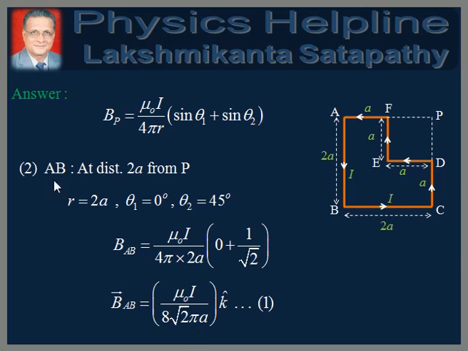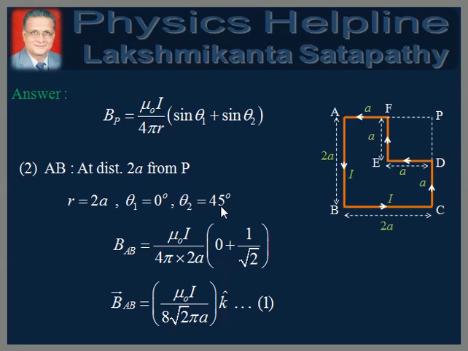Next, we will determine the magnetic field produced at P due to current in the path AB. Now, the distance of point P from AB is equal to 2A. Therefore, we write R is equal to 2A. Now at P, A subtends an angle of 0 with AP and B subtends an angle of 45 degrees at P. Therefore, we have theta 1 is equal to 0 and theta 2 is equal to 45.